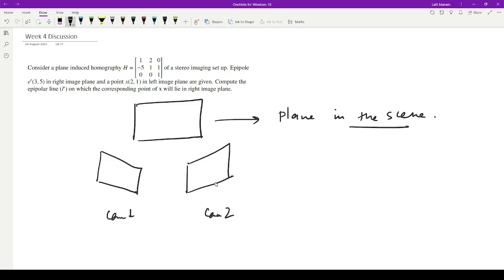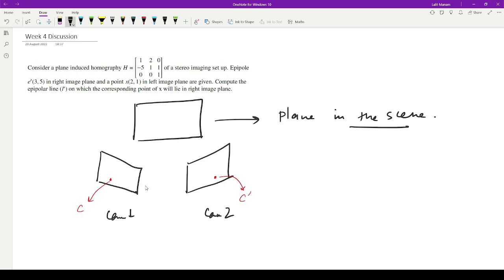Okay, and we have camera centers somewhere here, which I would like to call C1 and C2. Or maybe I'll just stick to the lecture convention, so that would be better. So this is C and this is C prime. We are given epipole E prime in the right image plane.